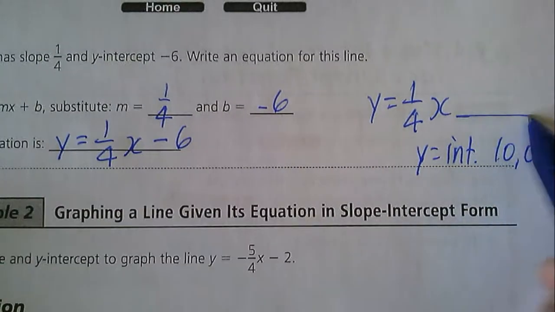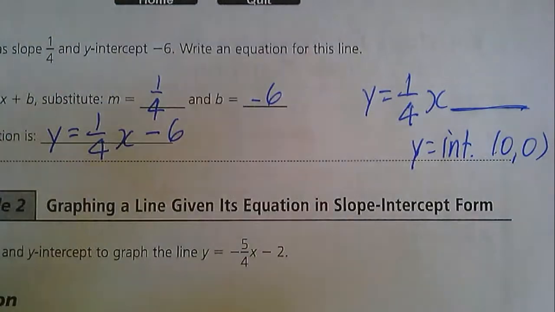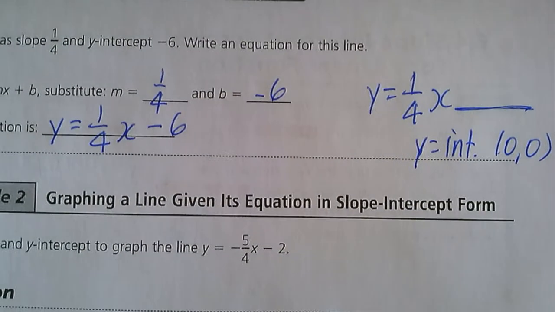Okay, so if they don't give you any sort of value here, positive or negative, for a b value, you can assume that that means the y-intercept is at 0, or the origin. Okay, there is a question that will come up like that in the practice. That's why I'm mentioning that one right now. So let's take a look at example number 2 here.